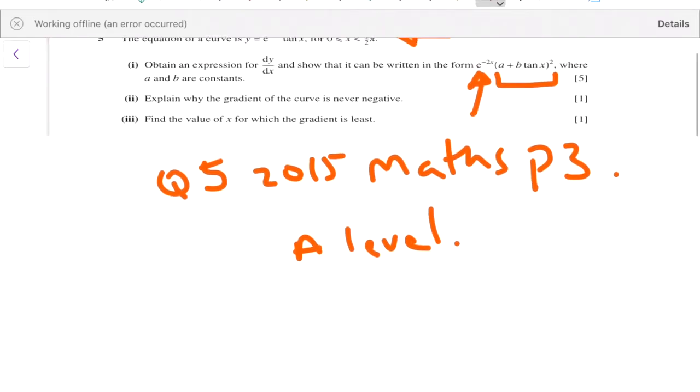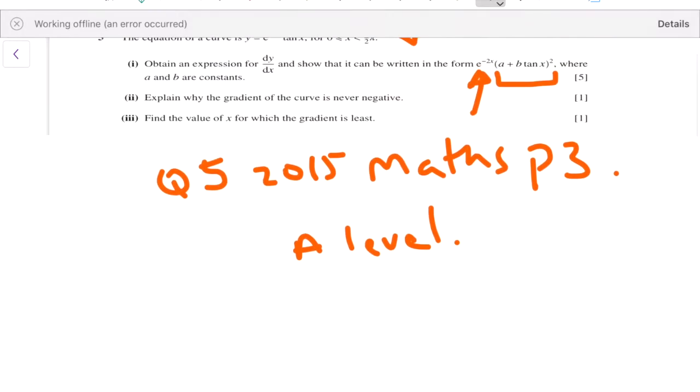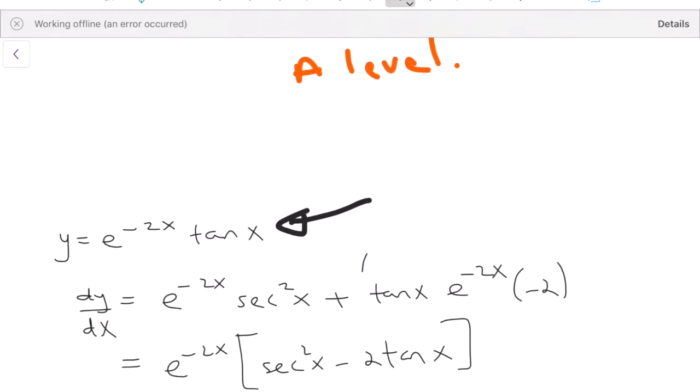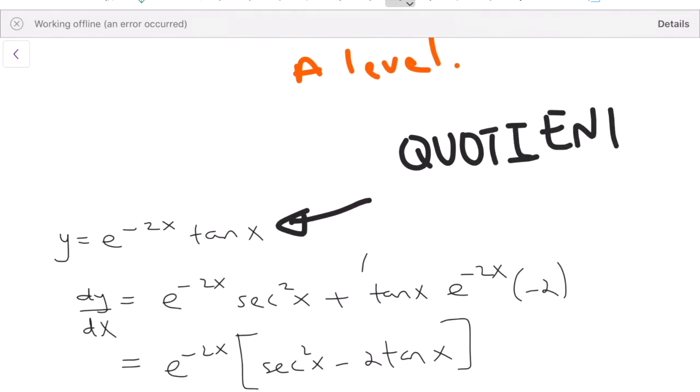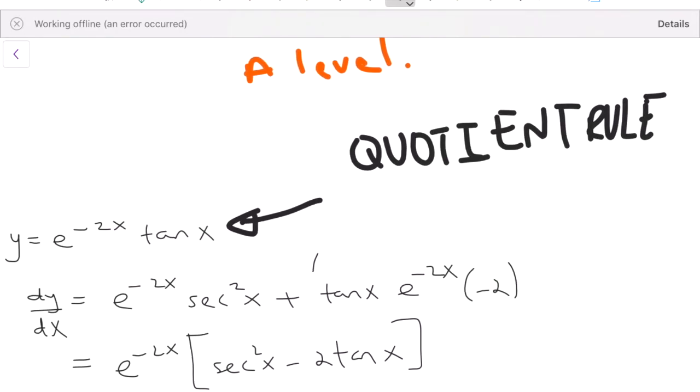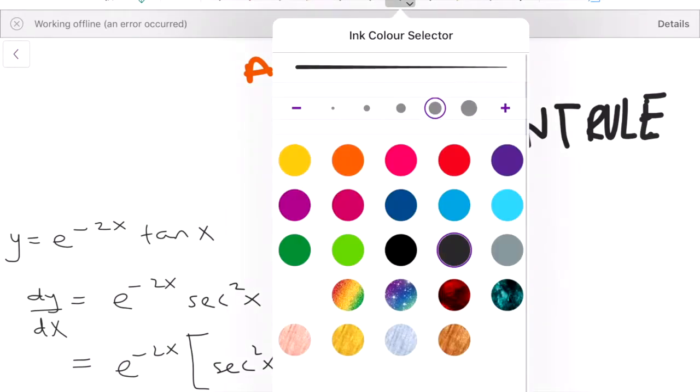So let's get started. Okay, so y equals e to the minus 2x times tan of x, and I've written it here. Now I need to differentiate this in order to find the derivative, so taking derivatives, and I need to use the quotient rule. But what is the quotient rule?